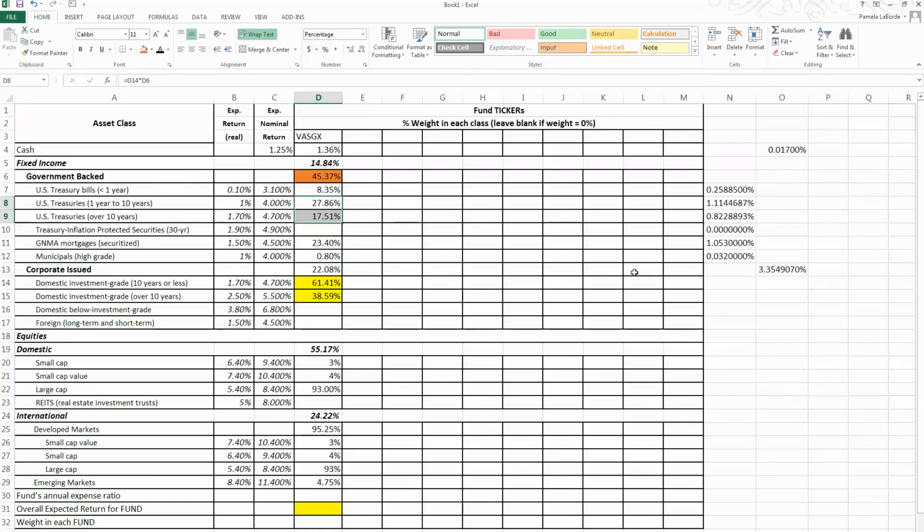So essentially what I'm going to do, I've already multiplied this column or this cell by this cell to get this number. I took this cell times this cell to get this number. Now I need to sum them all. So I'm going to sum them here.